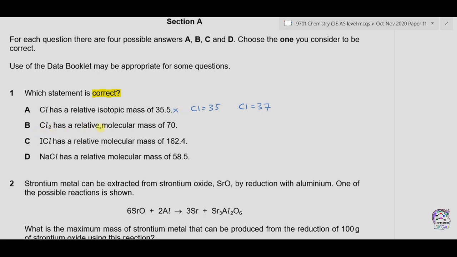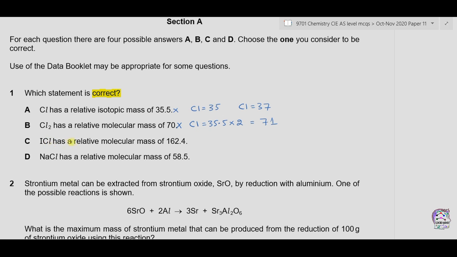B. Chlorine has a relative molecular mass of 70. Now, according to the periodic table, the atomic mass of one chlorine atom is equal to 35.5, and as this is Cl2, 35.5 into 2 will be equal to 71. So this is also incorrect.